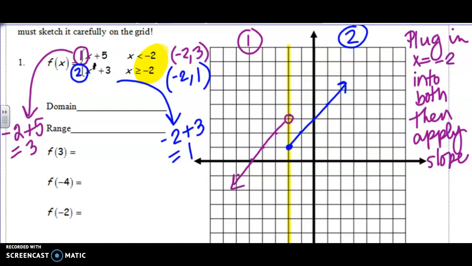For our domain, you're going to basically combine the 2 domains together to make the entire domain. So these are individual domains for the individual 1 and 2 graphs.